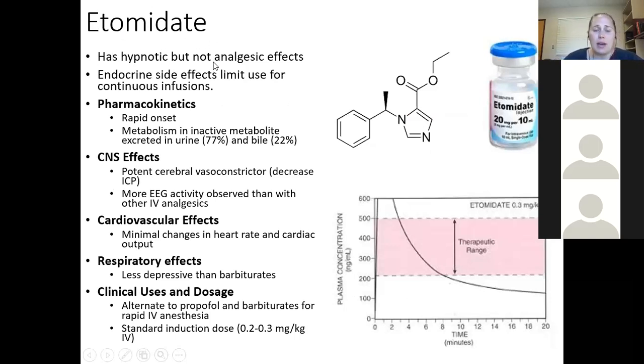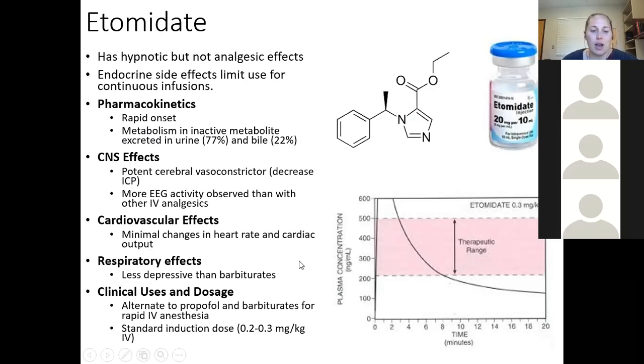Etomidate has a hypnotic but not analgesic effect. There are some endocrine side effects. Similar to what we saw before with the previous two drugs, it has a very rapid onset due to its lipophilicity, and a pretty quick metabolism. It acts as a potent cerebral vasoconstrictor, so it does decrease intracranial pressure. So taking into account the type of patient you're working with and what the patient's suffering from is important when you're looking at these CNS effects. More EEG activity, so there's probably not as high a level of sedation that we're seeing here.